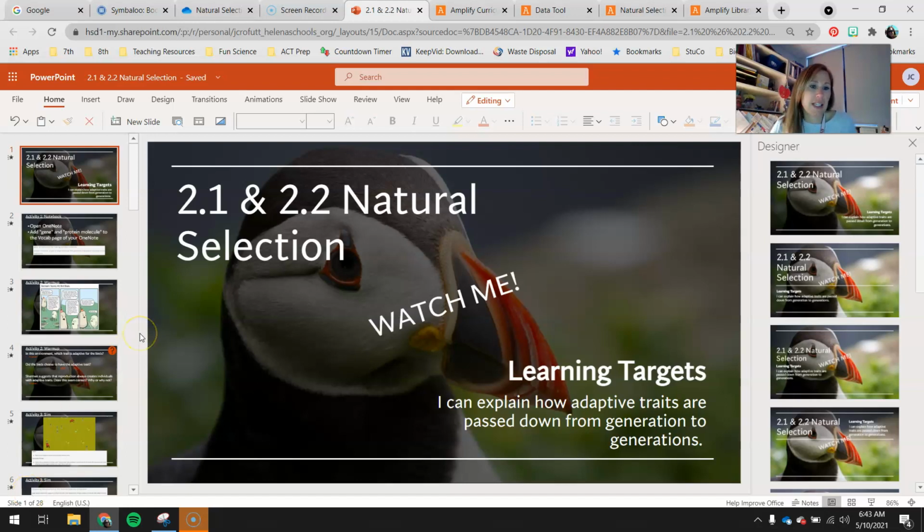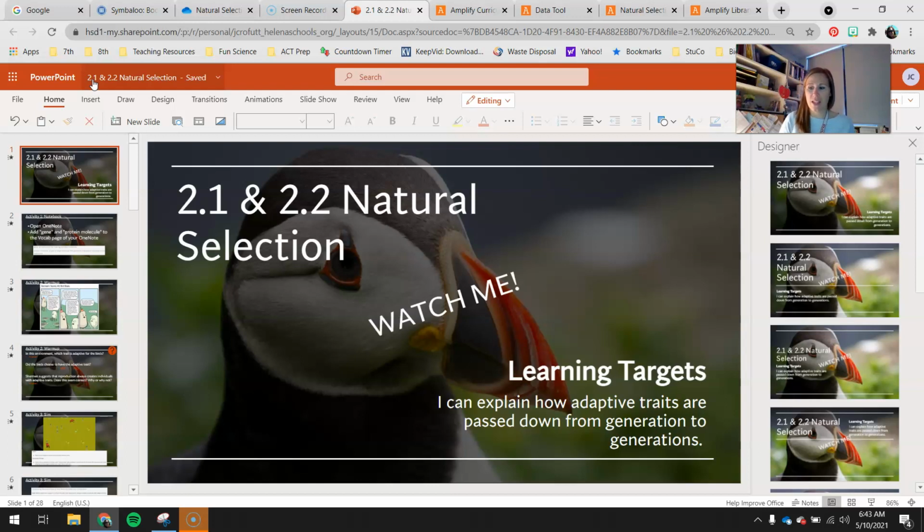Hey 7th graders, today's lesson is 2.1 and 2.4, natural selection. Your learning target for today: I can explain how adaptive traits are passed down from generation to generation. So we're going to take a look at adaptive traits and how that influences reproductive rates of organisms, and how that can either promote or prevent certain adaptive traits or non-adaptive traits from being passed down.